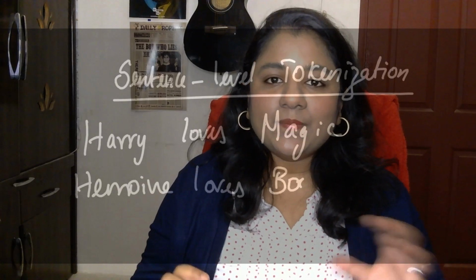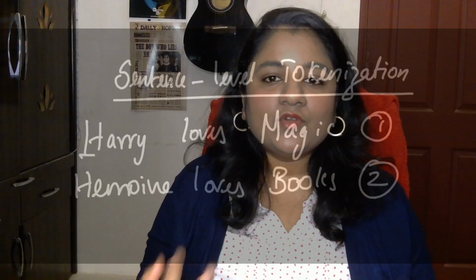Next, we have sentence level tokenization. So instead of words, we split text into sentences. For example, Harry loved magic, Hermione loved books becomes 2 tokens, each a complete sentence. So depending on the task, we choose the level of tokenization.